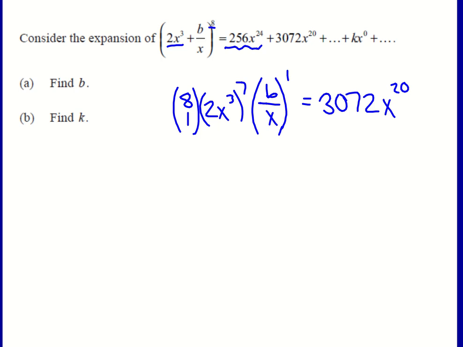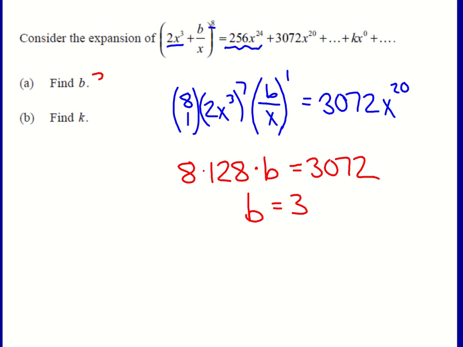I know that 2 to the 7th is going to be 128. 8 choose 1 is 8. X cubed to the 7th is going to be x to the 21st, and then the x to the first power on the denominator just simply creates the x to the 20th. I'm not going to concern myself with that. And so 8 times 128 times b has to equal 3072. 3072 divided by 8 and divided by 128 gives you that b must equal 3. Secondly then, I'm going to go ahead and fill that in up here, that b would equal 3.